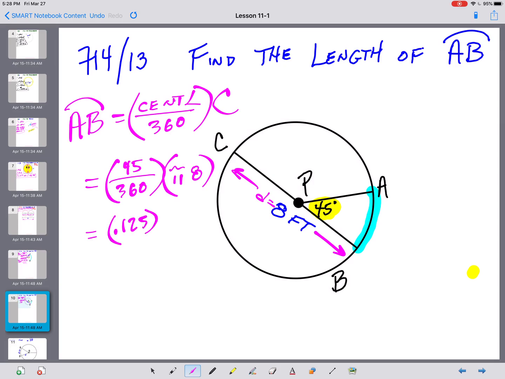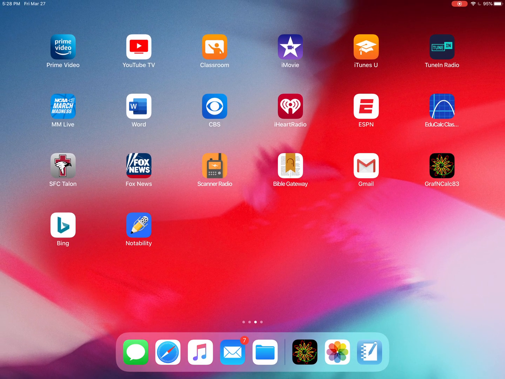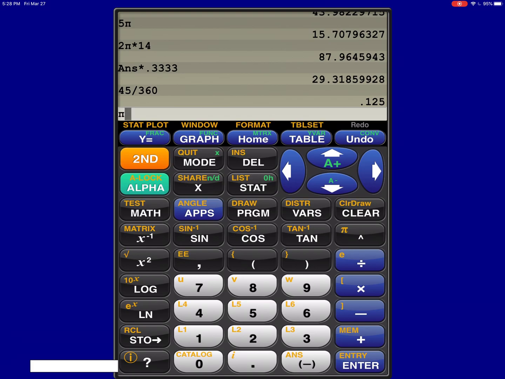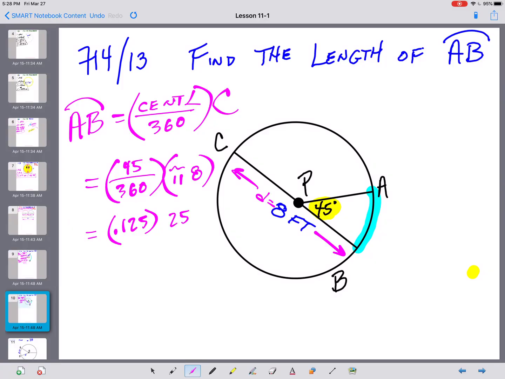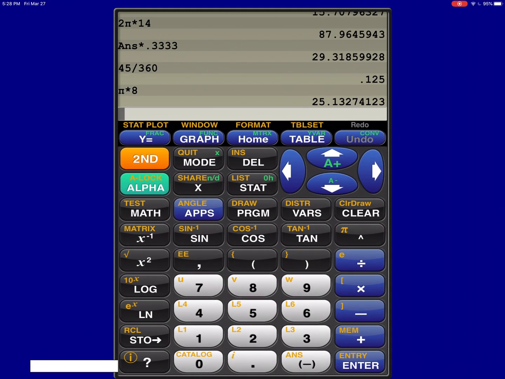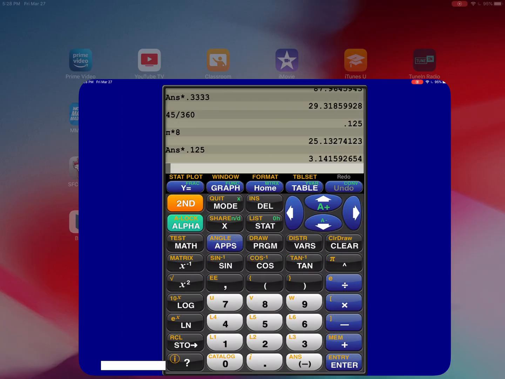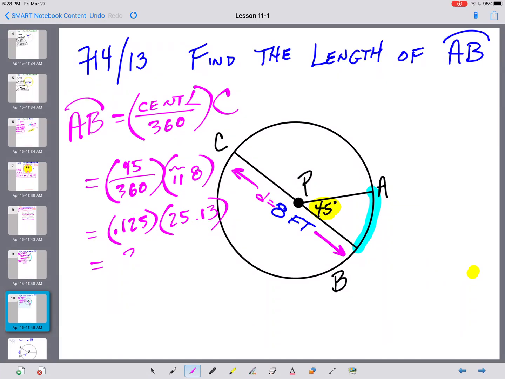0.125 times pi times 8. Pi times 8 is 25.13. Multiply that by 0.125. Nice, 3.14. That is just pi, but we'll leave it as 3.14.